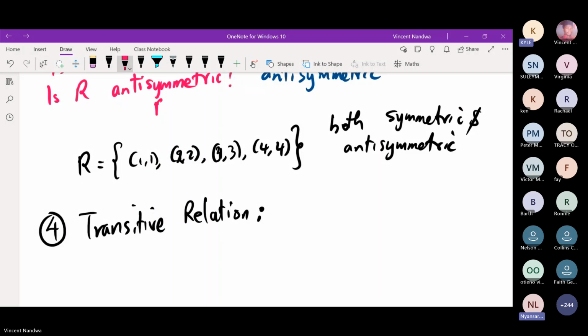Yeah, I have a question. When we are giving the answer, is it a must we say the reason why it is not symmetric? Yes. When you are giving your answer, you have to give a reason. When you are saying that it's symmetric or not, or antisymmetric or not, then you have to give a reason.